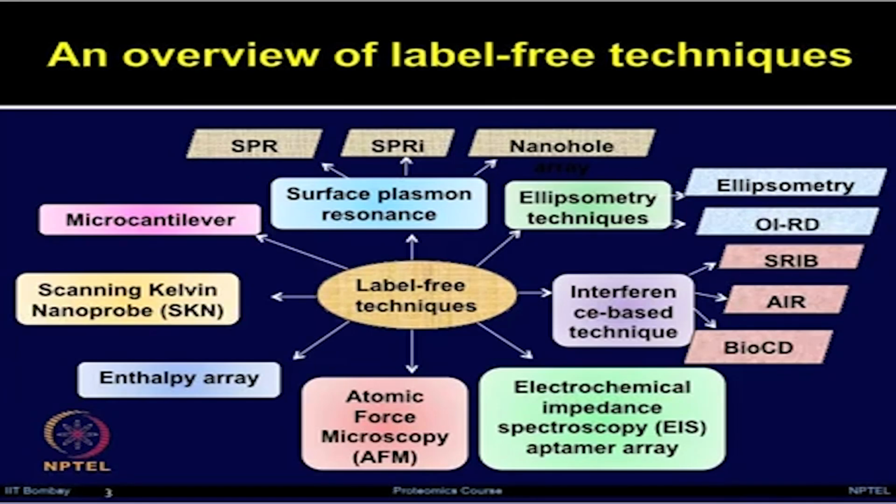Then we have bio-CDs. Then there are options such as electrochemical impedance spectroscopy, aptamer arrays, atomic force microscopy or AFM, enthalpy arrays, scanning Kelvin nanoprobes or SKN, and microcantilever. This is a detailed list, but not the complete list. There are still many other emerging label free techniques which are available, which was not possible to include in this overview slide.